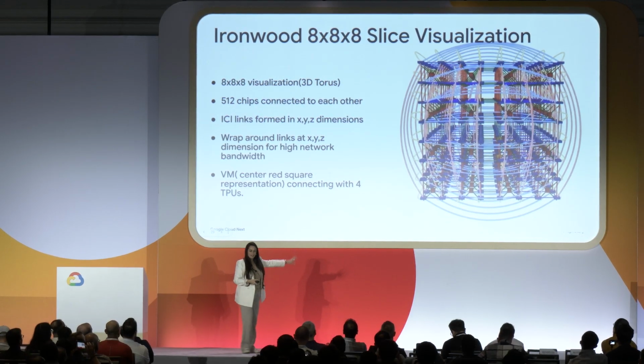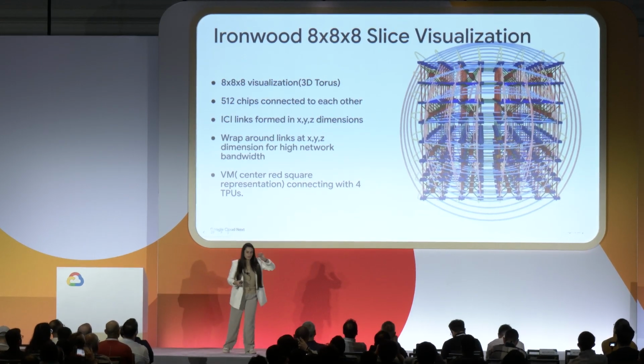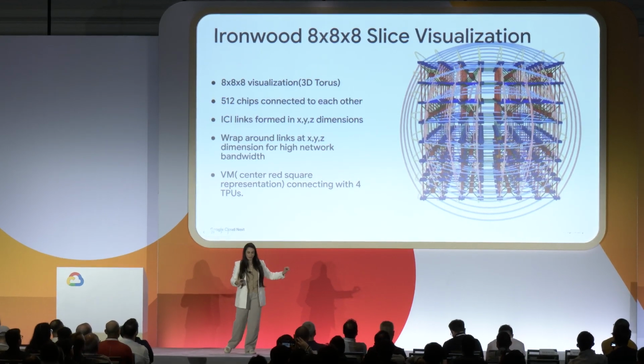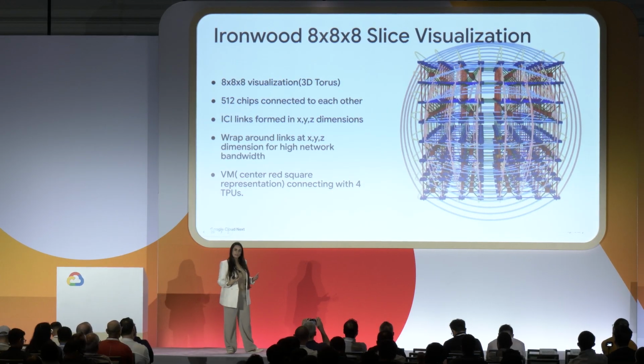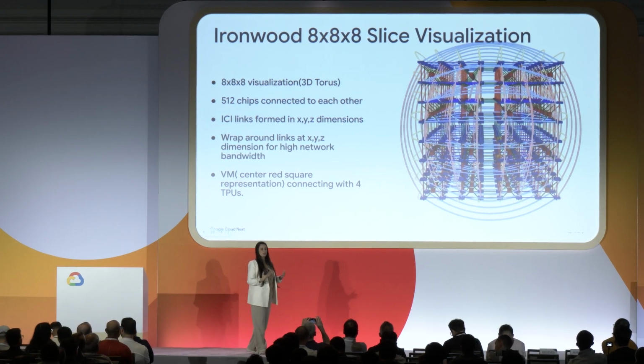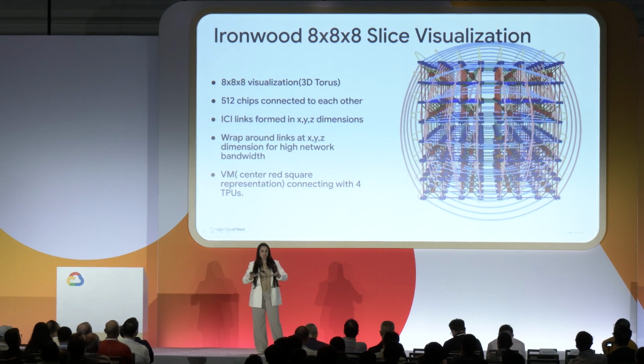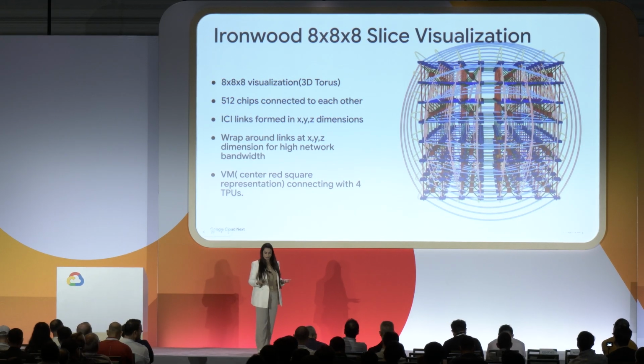On the right, if you see the red squares, those are the VMs, and they're all connected with X, Y, and Z dimensions of ICI connections and the wraparound links. All of this was done by our magical TPU OCS switch logical operator that brings them all together and builds the network fabric, and GKE works with that at runtime to form the slice at the fastest pace that we can do for you.